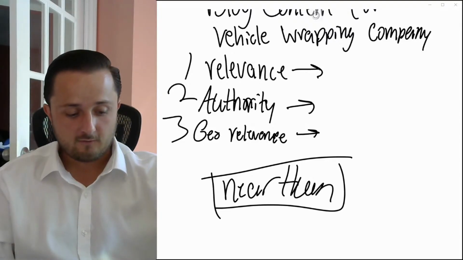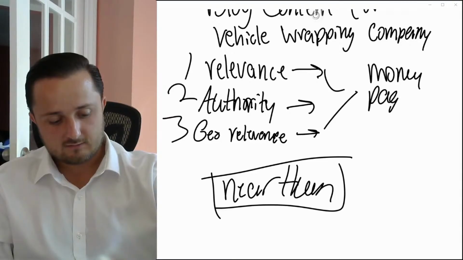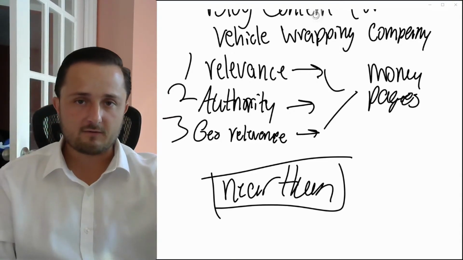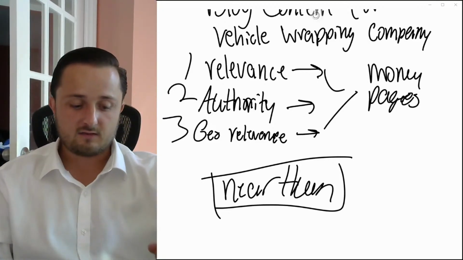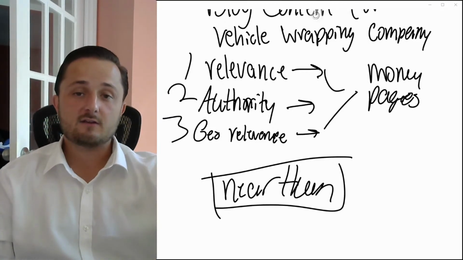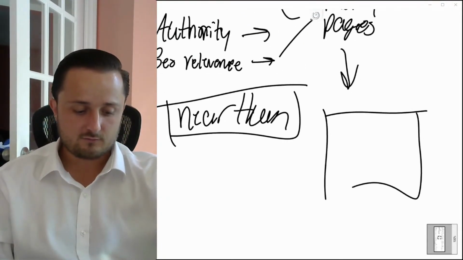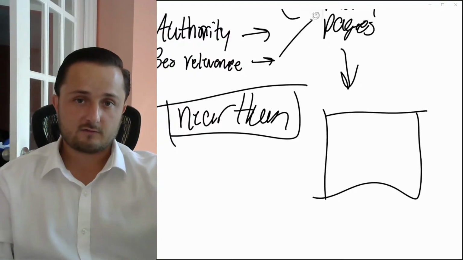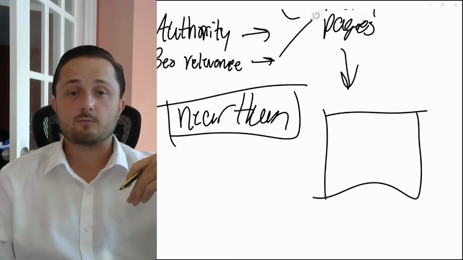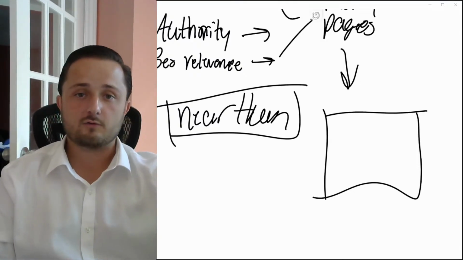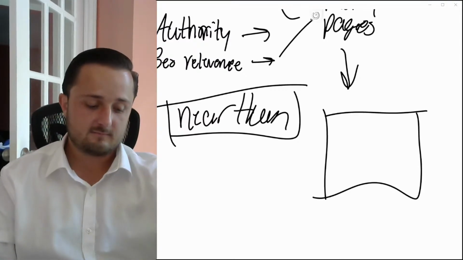From all of these, I can link to my money pages, right? All my relevant content, all my authoritative content, and then all my geographic relevant content are then all going to internally link to my money pages. My money pages are my highest revenue driving sources. So if I do a lot of boat wraps, then that's my money page. I'm going to link to that to rank it, to get it higher in Google. So whenever someone searches for it, I'm in that first position. I'm the first link that they can click.